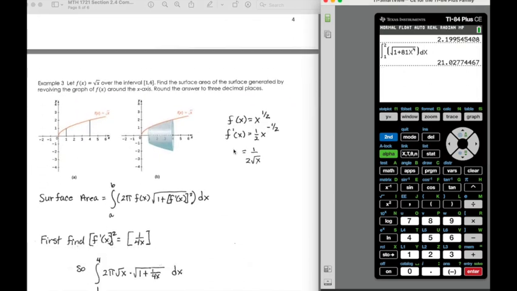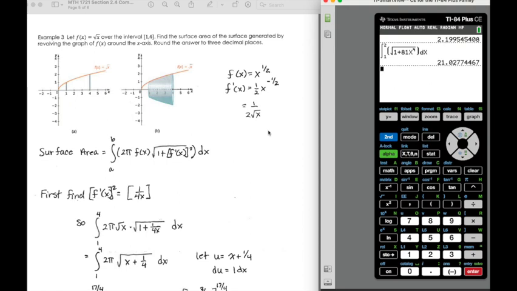So let's look at our first example. We're going to take the function f of x is equal to the square root of x over the interval from 1 to 4, and we're going to rotate it around the x-axis.